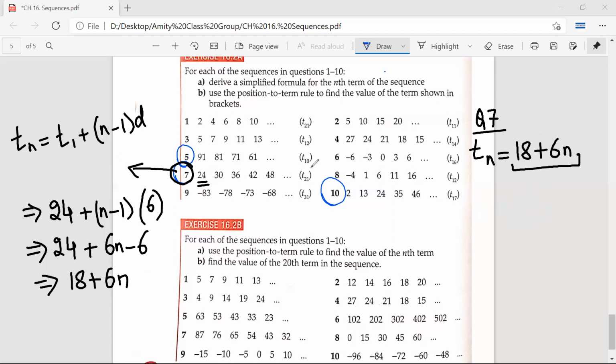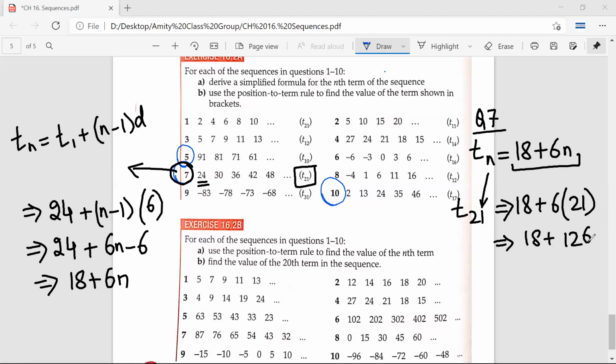Yes. Now, if I have to find T21, all I need to do is put n is equal to 21. Samay, have you understood? Yeah. 140. Aishwarya ji, have you understood? Yeah. Okay.